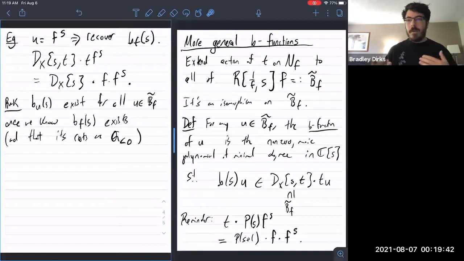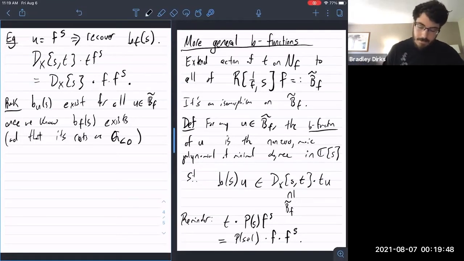So even though we've only proved existence for f to the s's B function, I think we can extend that to every element of this BF tilde. But it's sort of a complicated thing, and it involves this word V filtration, which we won't really talk about today.